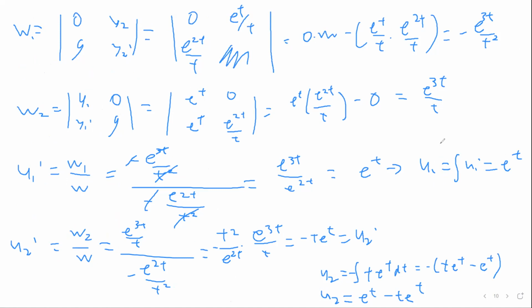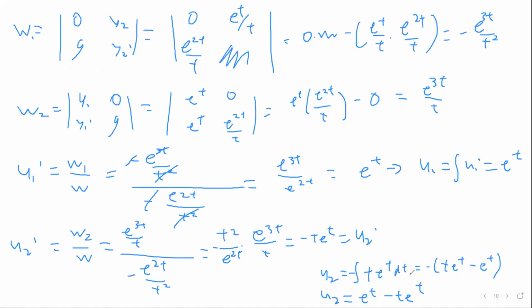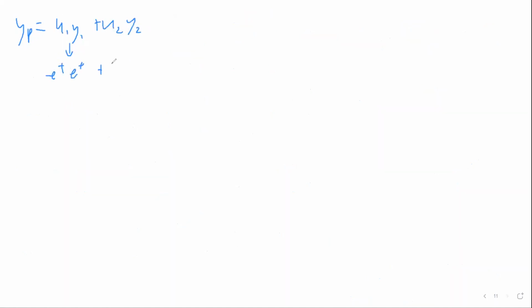So y1 is e to the t, u1 is e to the t. So this here is e to the t, e to the t. And then u2 is all of this mess. And y2 is e to the t over t. So this is e to the t over t times e to the t minus t e to the t.